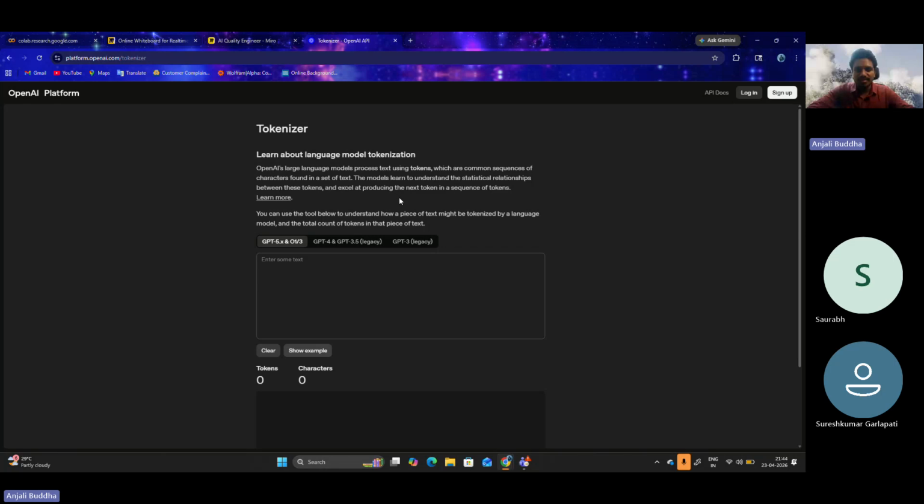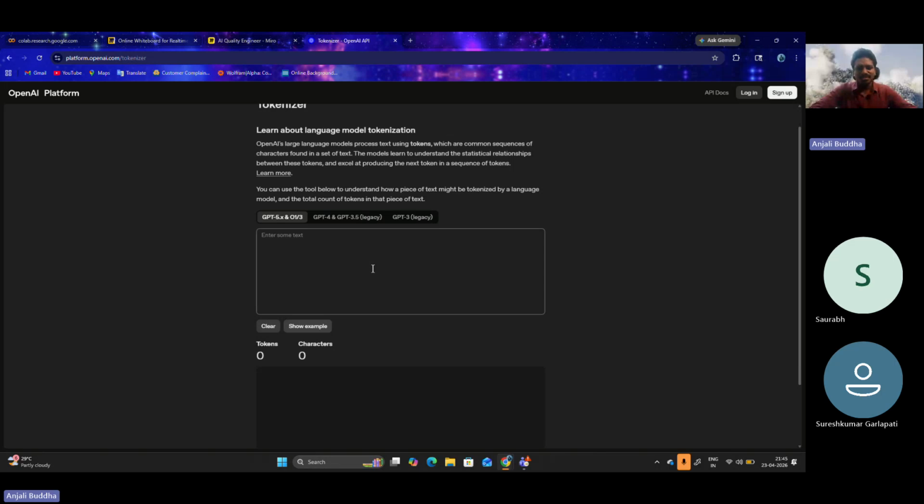Can you see the website here, which I opened? Yes. OpenAI tokenizer. So this is from OpenAI. It is to better understand what tokens are and how it happens. So let's type up some sentence. Saurabh, do you want to suggest a sentence? You can copy the one line above, learn about language model tokenization. Great. Let's see what it shows.